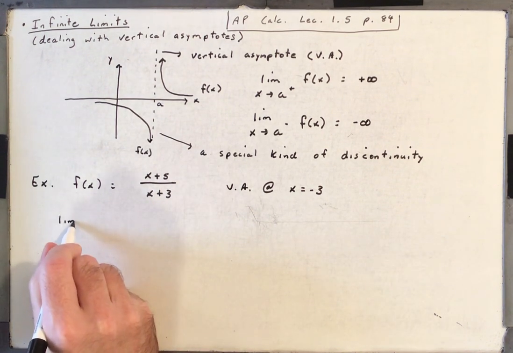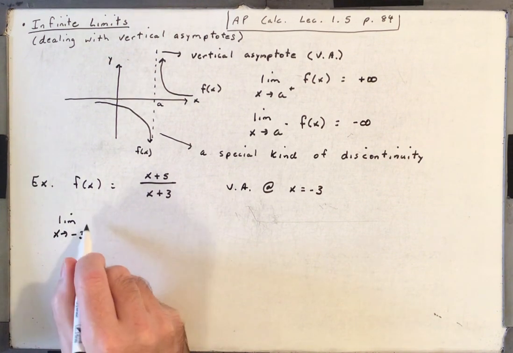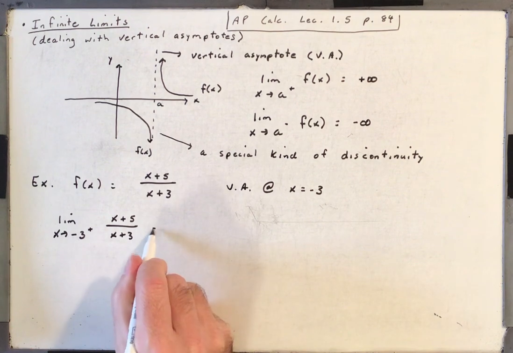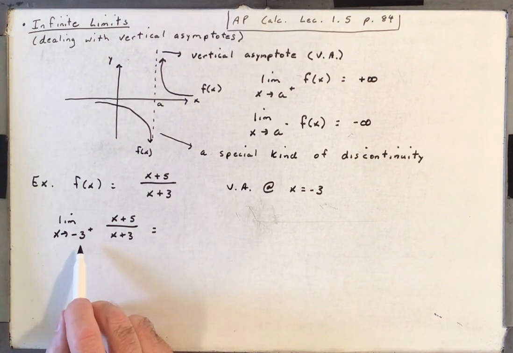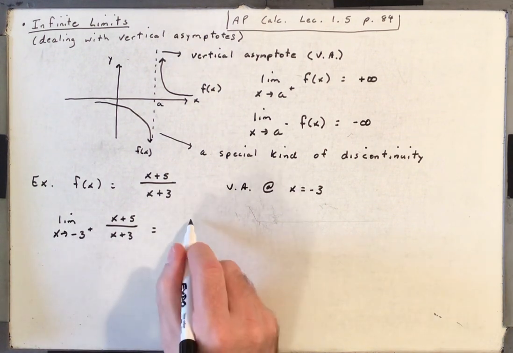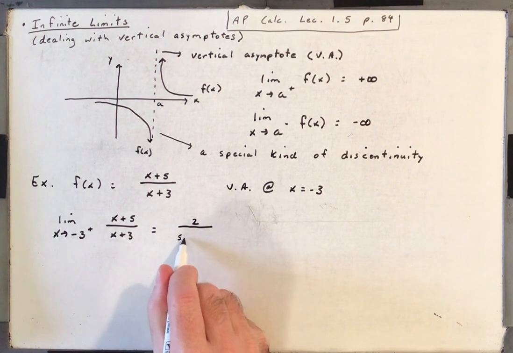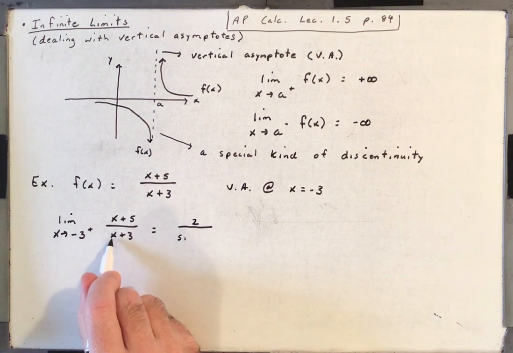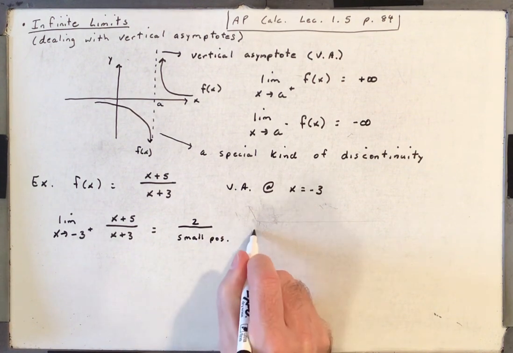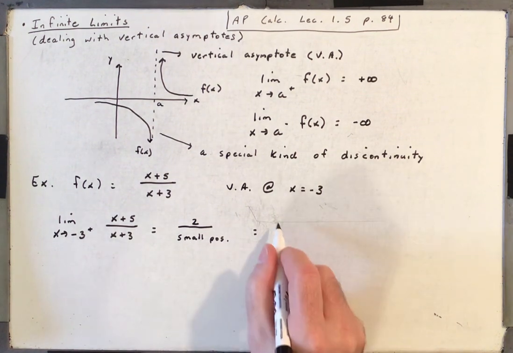So let's take the limit as x approaches negative 3 from the right of x plus 5 over x plus 3. All right, from the right, so we're talking about negative 2.999. So that's basically, though, 2. And on the bottom, you're going to have a small positive because negative 2.99 plus 3 would be a small positive. So 2 over an incredibly small positive, let's say like a trillionth, just approaches infinity.